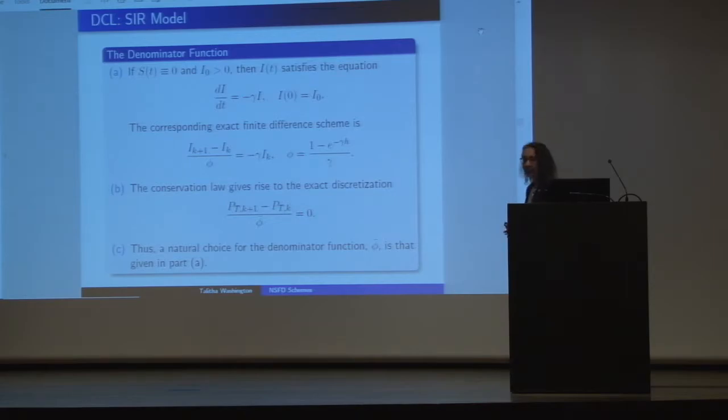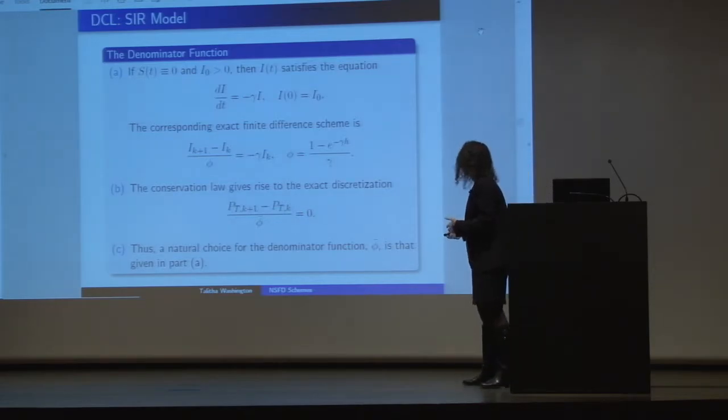How are we going to find this thing called the denominator function? Well, if we just assume that there are 0 susceptible people, right? Everybody's infected initially. That's kind of a bummer, but let's just hypothetically assume that. Then I of t, the infected equation, satisfies dI/dt equals negative gamma I. Well, that's the decay equation. And we know how to handle that in a non-standard way. We can discretize that with the phi here, phi being (1 minus e to the minus gamma h) over gamma.